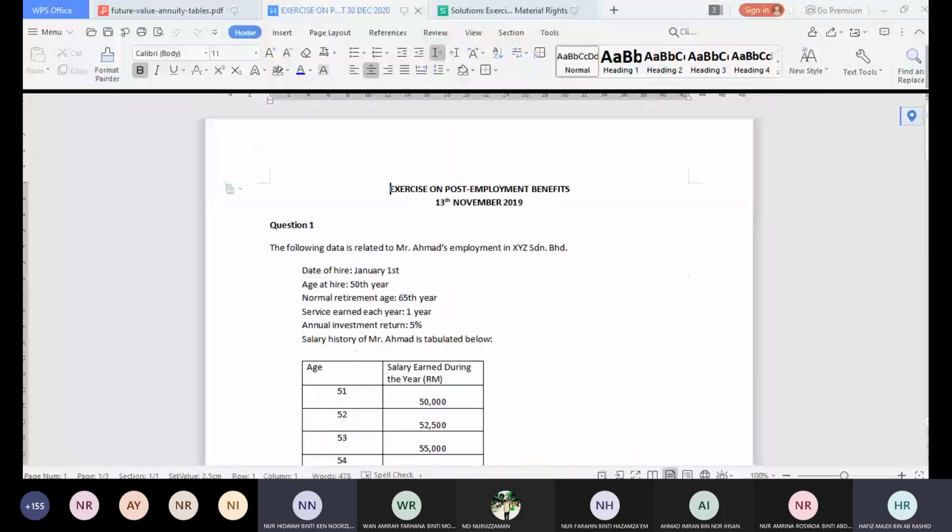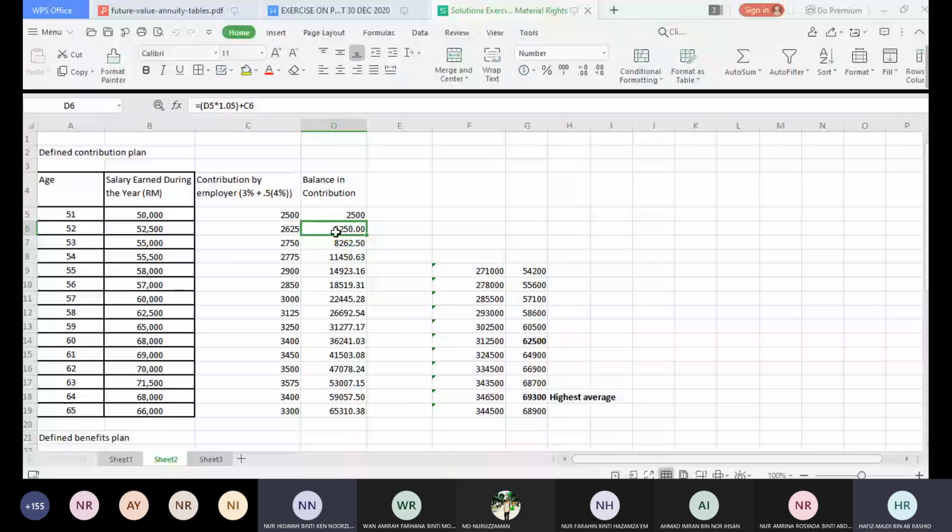So where is that being used in the answer? You need to look into my formula. You see here, in my balance contribution, when you click, D5 is the opening balance, and I multiply it by 1.05. So the 0.05 is the return. Because the assumption is contribution is made at the end of the year, your return will only come from your opening balance.